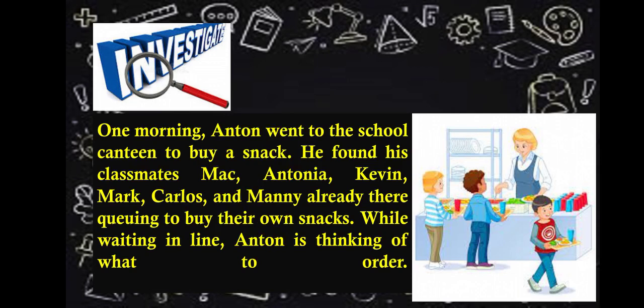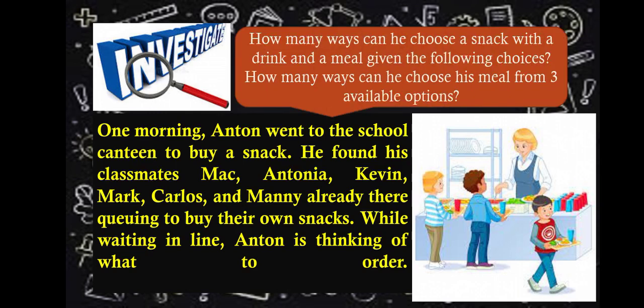One morning, Anton went to the school canteen to buy a snack. He found his classmates Mac, Antonia, Kevin, Mark, Carlos, and Manny already there queuing to buy their own snacks. While waiting in line, Anton is thinking of what to order. Question: how many ways can he choose a snack with a drink and a meal given the following choices?